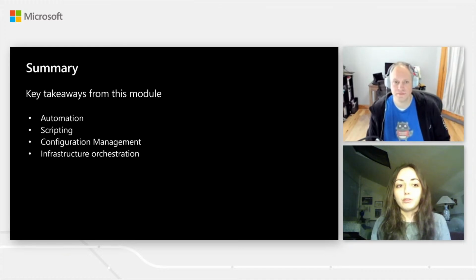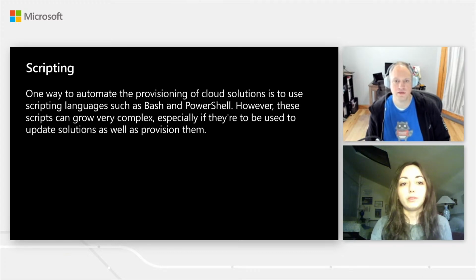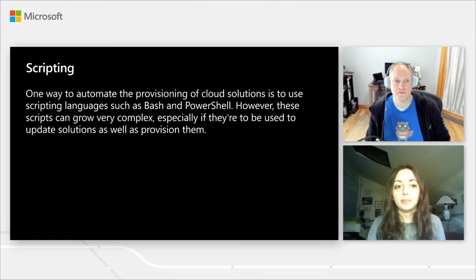Cloud solutions are often complex, consisting of tens or even hundreds of resources that must be provisioned and configured to work together. And this is why we need automation, because automation helps you deploy and update the solution reliably and repeatably. One way to achieve automation is scripting. Scripting is based on scripting languages like Bash and PowerShell. One disadvantage of scripts is that they can become very complex because they must anticipate every condition that the human might encounter.